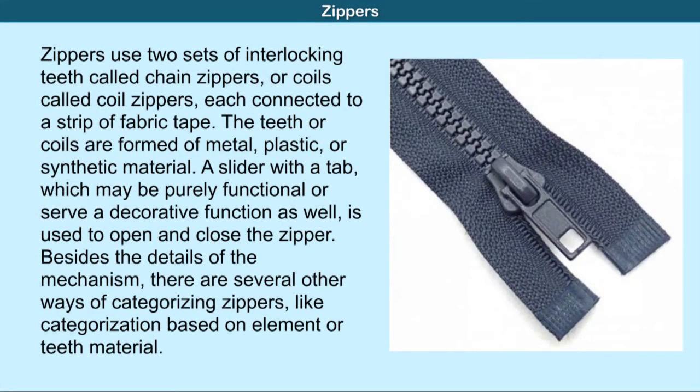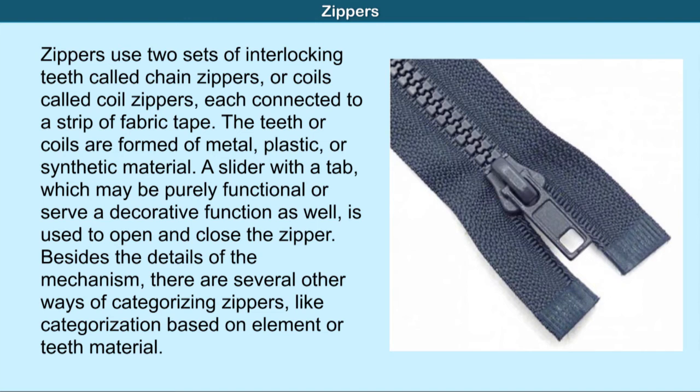Zippers. Zippers use two sets of interlocking teeth called chain zipper or coil called coil zipper, each connected to a strip of fabric tape. The teeth or coils are formed of metal, plastic or synthetic material. A slider with a tab, which may be purely functional or serve a decorative function as well, is used to open or close the zipper.